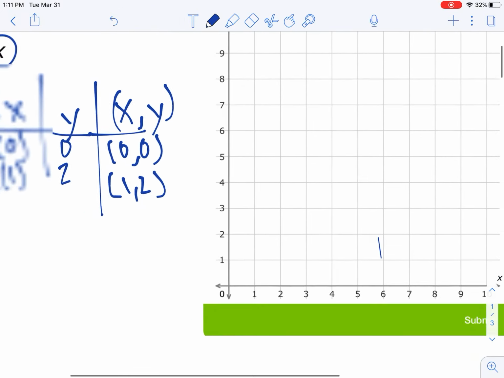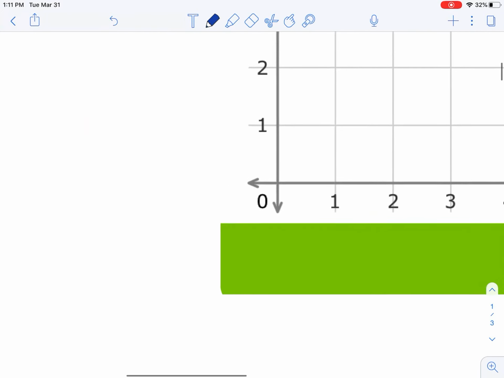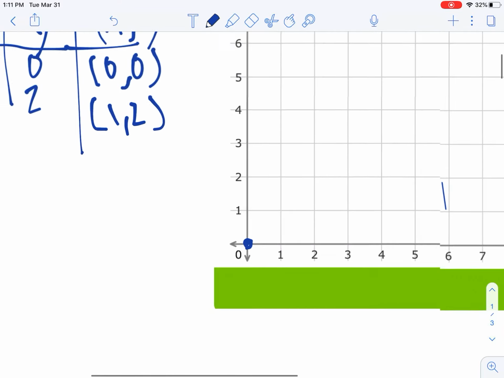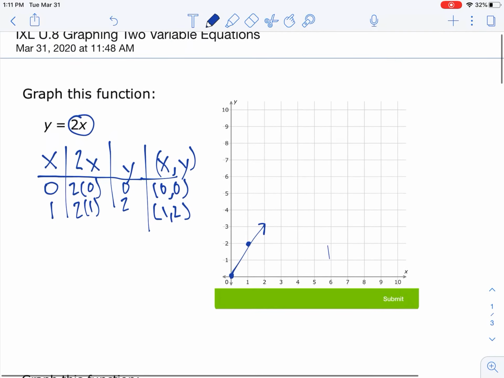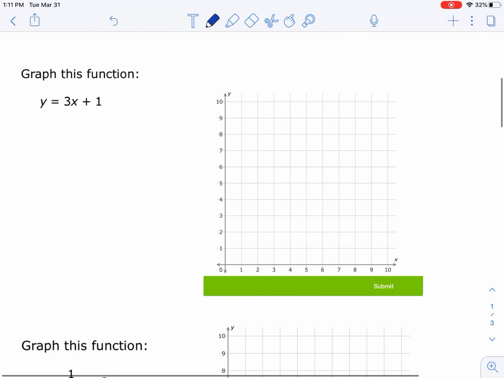Now when I go and graph it, on IXL it's going to put a perfect dot in there for you. Okay, so there's my first one. And then as soon as I hit a dot right there, it's going to automatically connect and draw my line for me. And you can submit. All right, let's try our next one.